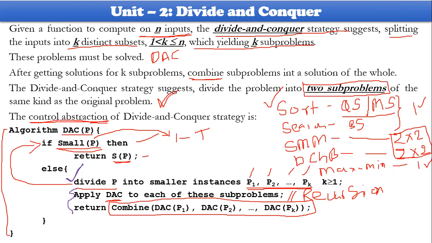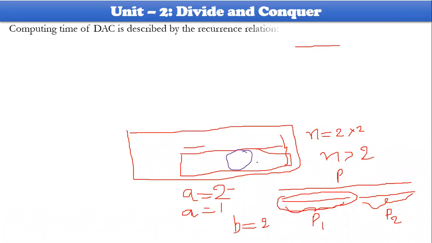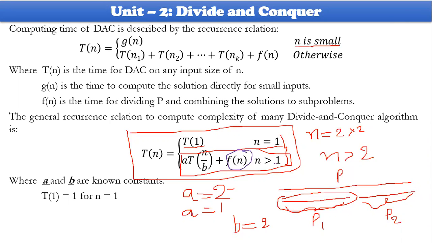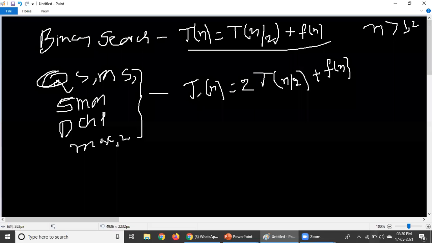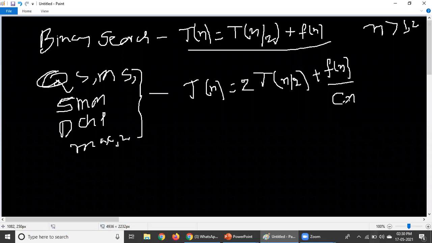So to take these two different kinds of operations, we have taken the complexity for those two operations to be f of n. Okay, f of n. For these problems, it could be c into n, some constant value into n, on n number of elements.